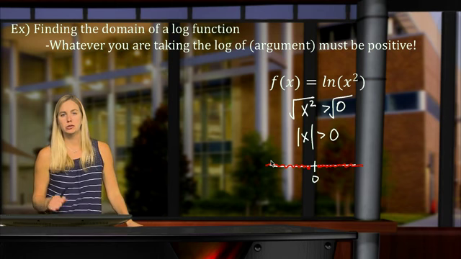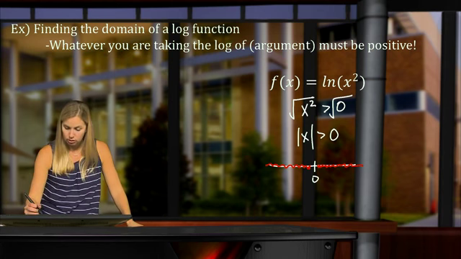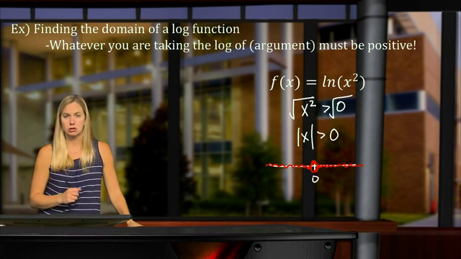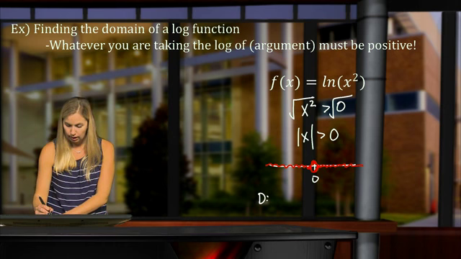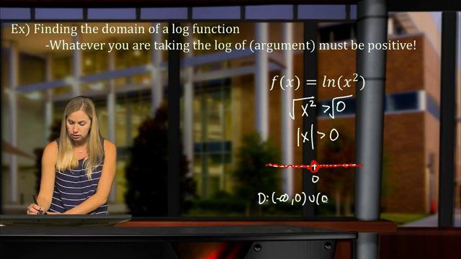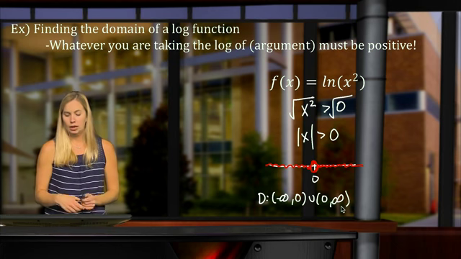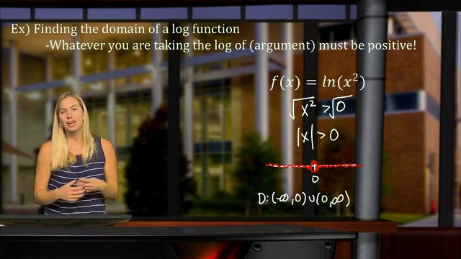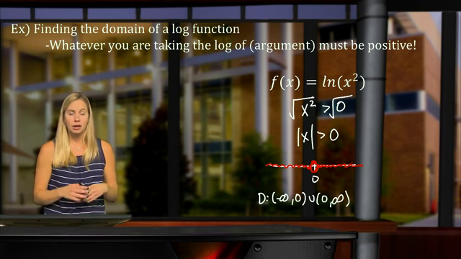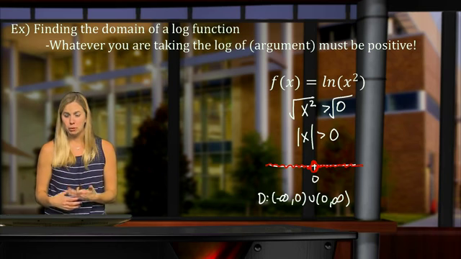The only value whose distance is not more than 0 from 0 is, in fact, 0. So this domain is from negative infinity to 0, union 0 to positive infinity. Now this rule, when we take the square root of something squared, include absolute value, that's a rule that's oftentimes forgotten, and that's okay. We can also think about this just in terms of number sense.